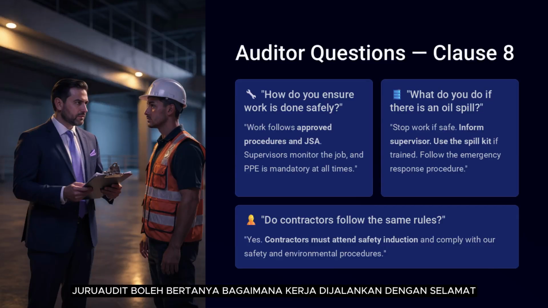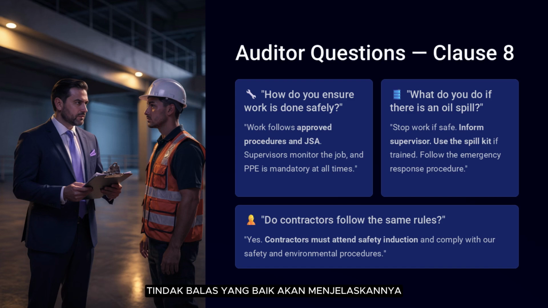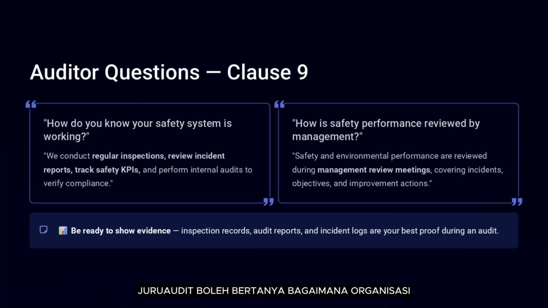Auditors may ask how work is carried out safely. A good response would explain that work follows approved procedures and job safety analysis. Supervisors monitor the job, and PPE must be worn at all times. Employees should also know what to do during emergencies. For example, during an oil spill, workers should stop work if safe, inform the supervisor, and follow the spill response procedure.